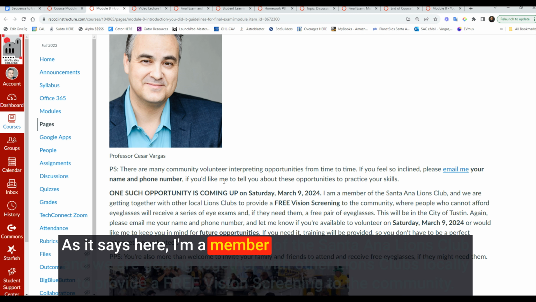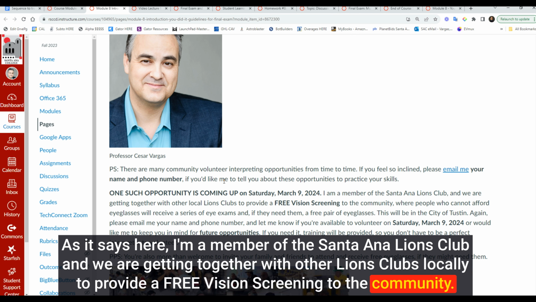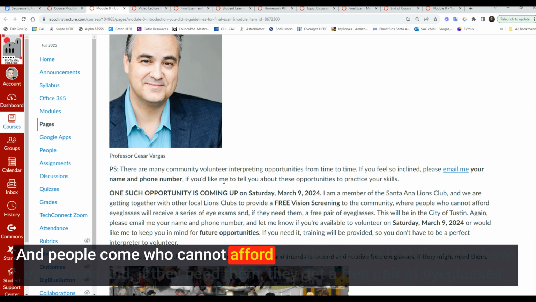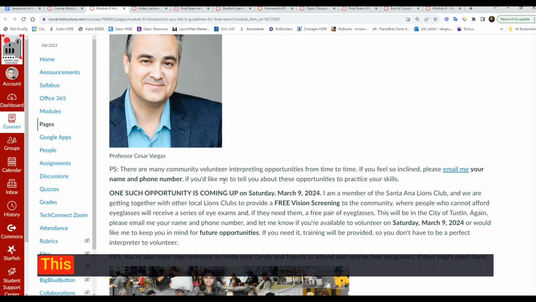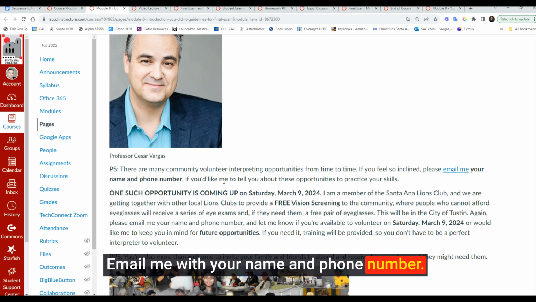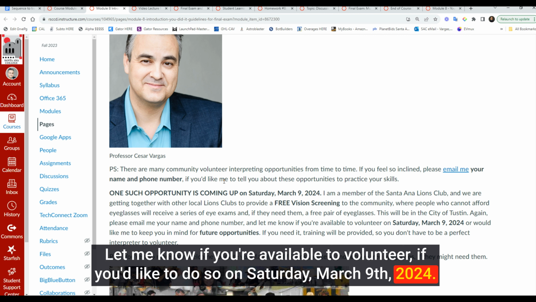As it says here, I'm a member of the Santa Ana Lions Club, and we are getting together with other Lions clubs locally to provide a free vision screening to the community. People come who cannot afford eyeglasses so that they can have eye exams, and if they need them, they get a free pair of eyeglasses. This is going to be in the city of Tustin, and please let me know. Email me with your name and phone number. Let me know if you're available to volunteer, if you'd like to do so, on Saturday, March 9th, 2024.